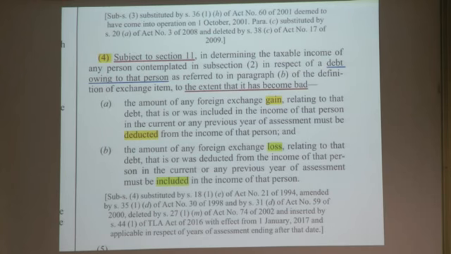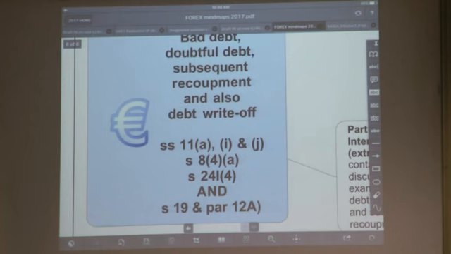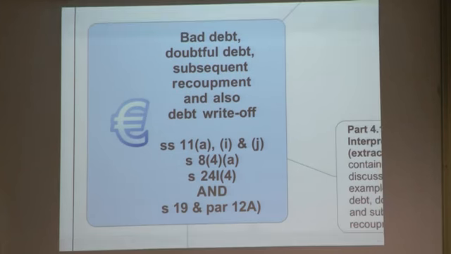Yes? So let's go back now to the mind map. On my heading, I put now the 11A, I, and J we're going to look at, recoupments, 24I(4), and then also section 19 and paragraph 12A. Who does section 19 and paragraph 12A apply to? The borrower. Always the borrower.